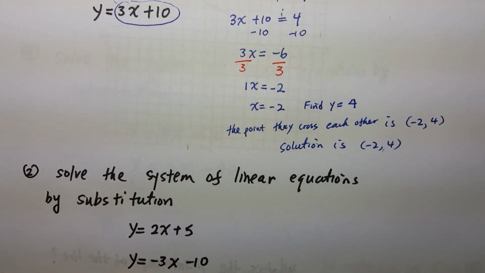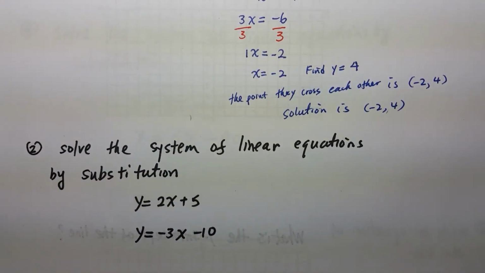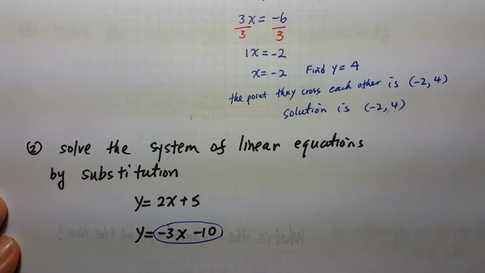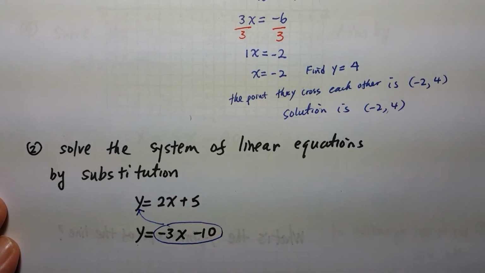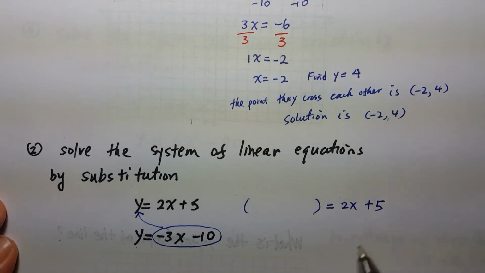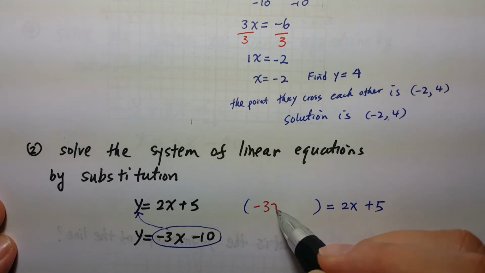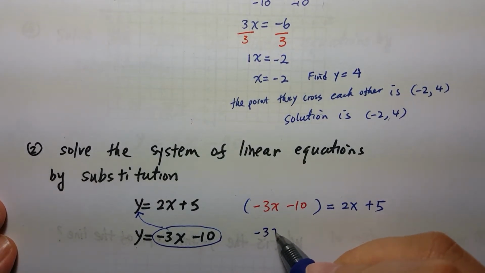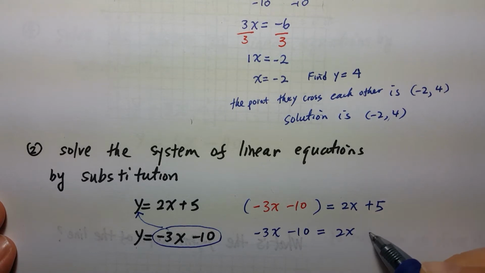Now let's take a look at question number 2. Solve the system of linear equations by substitution. We have y equals 2x plus 5 and y equals negative 3x minus 10. Again, y is by itself, so we're going to substitute into the first y: parenthesis equals 2x plus 5. We substitute negative 3x minus 10, and because there was no number in front of the parentheses, we drop the parentheses directly. So we get negative 3x minus 10 equals 2x plus 5.